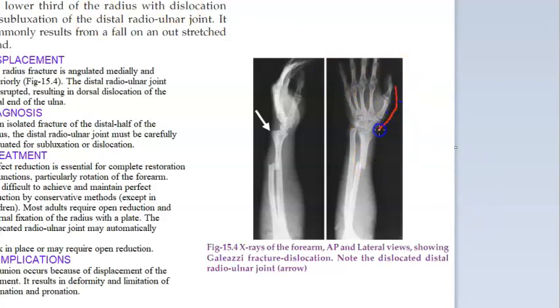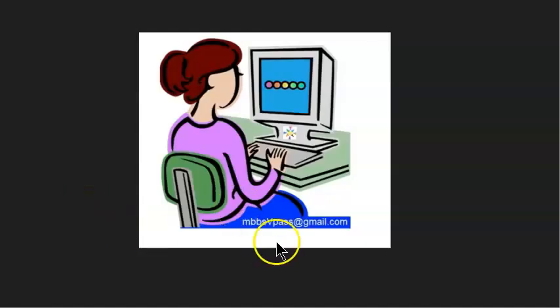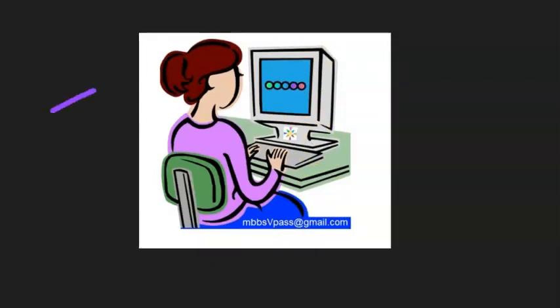So here this is the thumb, this is the radius. So you can see the distal part of the radius here is broken, and the distal radioulnar joint is subluxated. Okay, so this is Galeazzi fracture. So remember people, the treatment is always reduce and fix, right? That is standard treatment in orthopedics, right? Reduce and fix. Then what is the complication of this? Anytime you will write malunion.